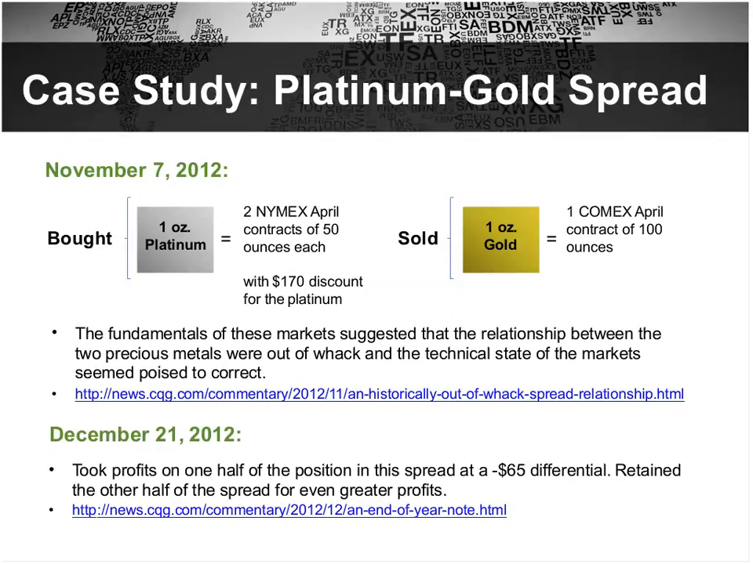On December 21st, I published a second article, and I recommended taking profits on half of the trade at a $65 differential, platinum at a $65 discount, on half the position and to retain the balance of the spread for the ultimate target. On January 9th, the first profit target was reached, and anyone who followed my advice pocketed $105 on the spread, or $10,500 per spread, which was a pretty good return on margin. I think it was over 78%.